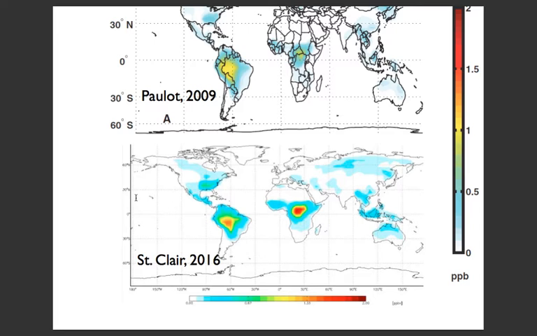This is the amount of epoxide formed in Fabian's original simulation in GEOS-Chem, and then in the latest. And I think the color scales are basically the same. And so you can see that we now have quite a bit more of these being formed than we used to. And why is that?